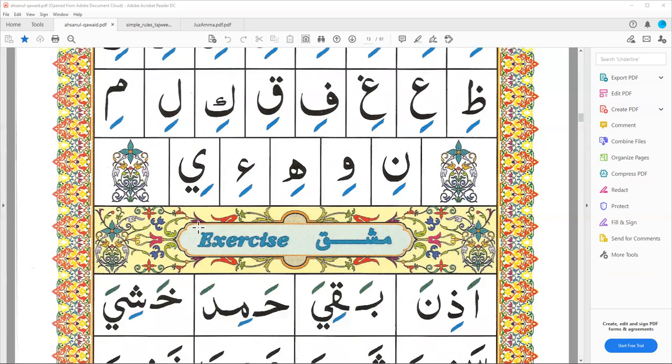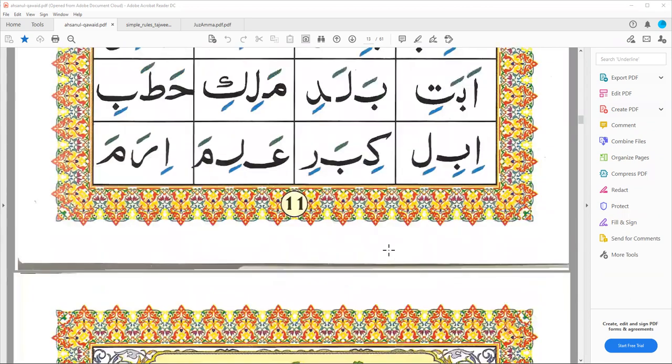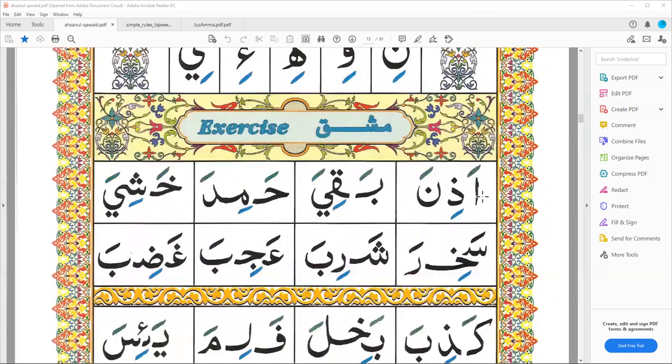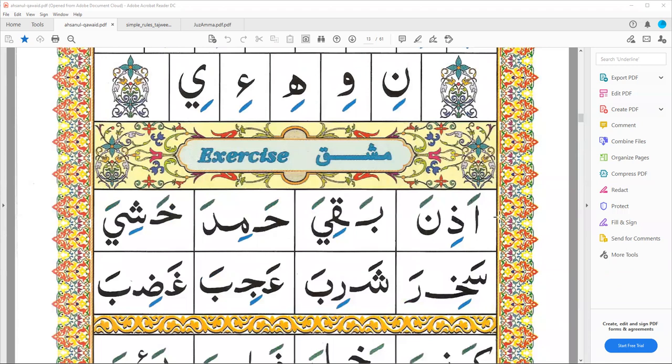Good job. Now we are going to the main part. Okay? Oh, it's not hard. It's going to be easy. That's because you already know Zabar. Now you are just adding one more thing, and that is Zer. All right?